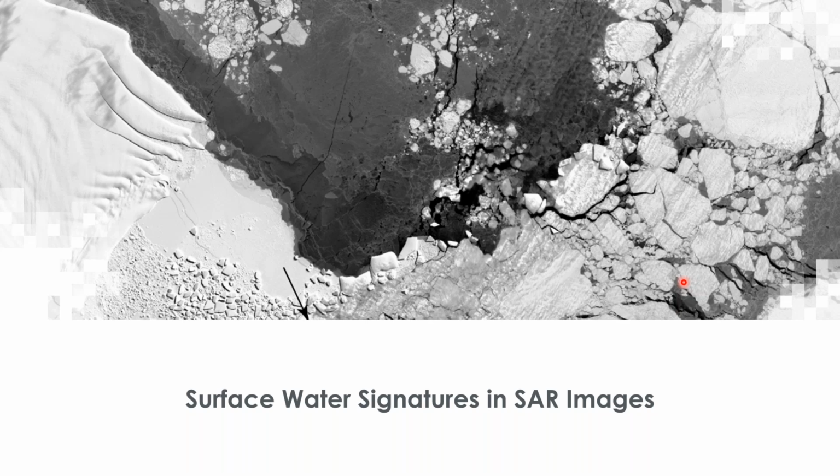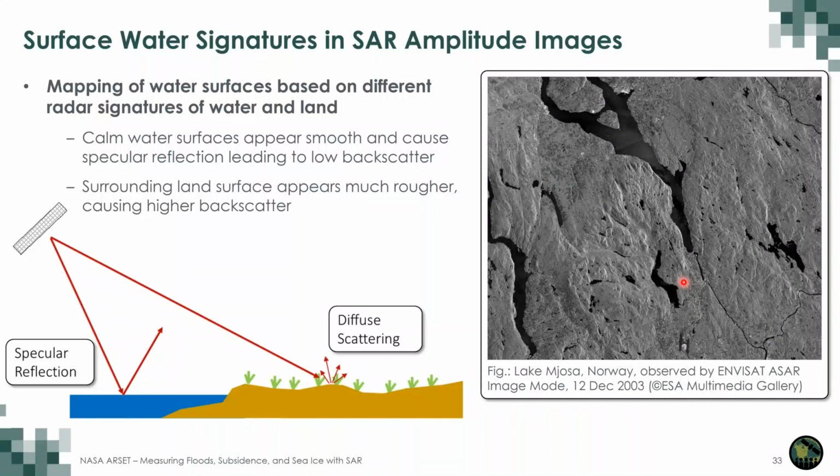So now we have an understanding roughly what drives radar scattering, and we already understand a little bit about how surface water looks in SAR images. I want to dig into these surface water signatures a little bit more so that you understand what to expect when flooding develops in your area of interest.